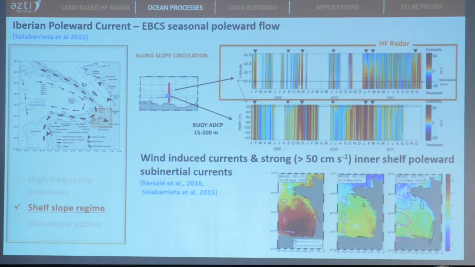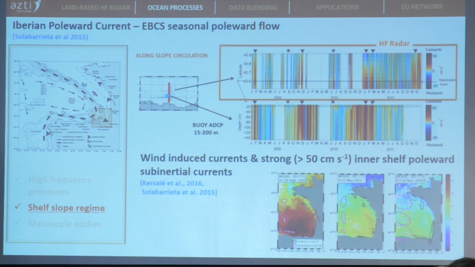Then also other interest was to monitor the typical slope current in the area, which is called the Iberian poleward current. So again, the first plots were comparing radar with the ADCP, which is a downward-looking ADCP in one of the buoys. So you can see that when we have strong poleward currents, so it's eastward currents in the radar, we can see that the signal is coherent in the vertical up to 150 meters.